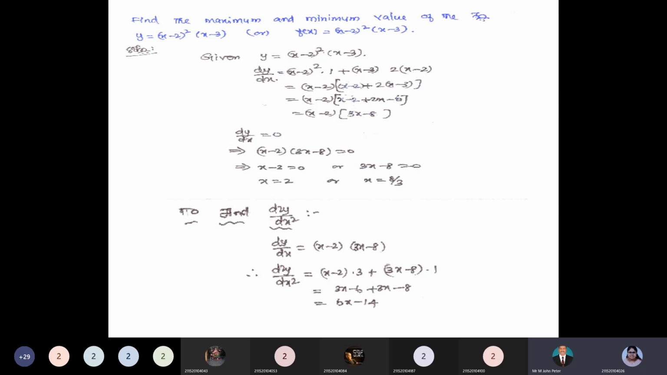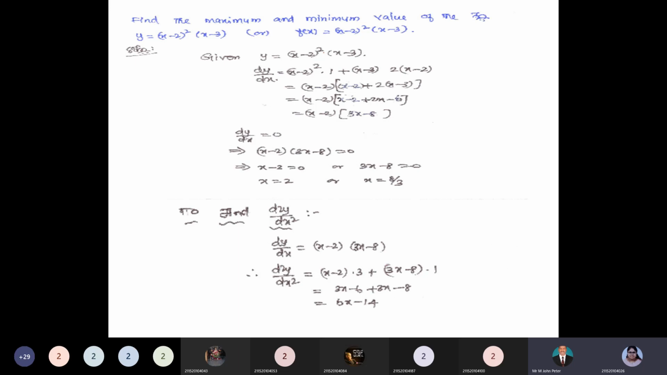Why do we take it like this? We have to equate the first derivative to 0 to identify the extreme points. That is the concept. At the extreme points, the first derivative equals 0. Simplifying the inside, you get (x minus 2) into (3x minus 8). Now equate the first derivative to 0: (x minus 2)(3x minus 8) equals 0. From x minus 2 equal to 0, you get x equal to 2. From 3x minus 8 equal to 0, x equal to 8 by 3. So x equal to 2 and x equal to 8 by 3, two extreme points we are getting.